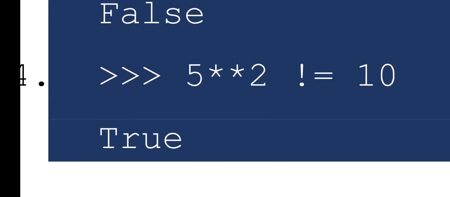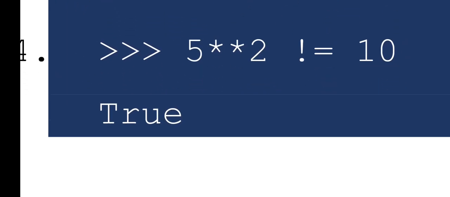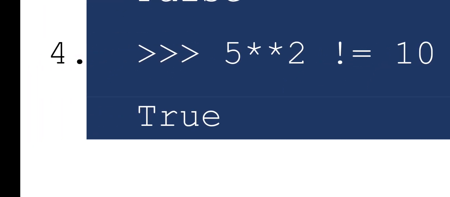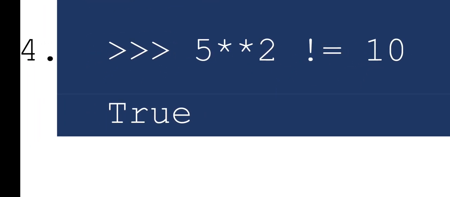And example 4, 5 star star 2 or 5 square is not equal to 10 and the output is true because 5 square is not equal to 10.